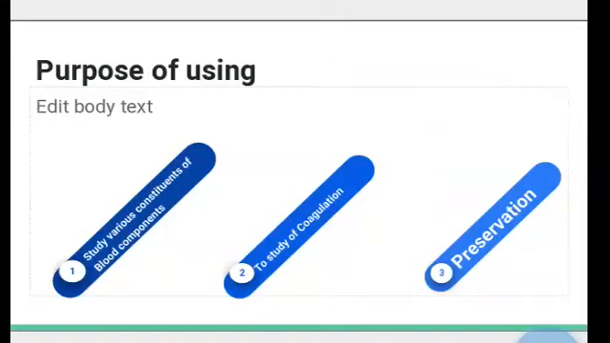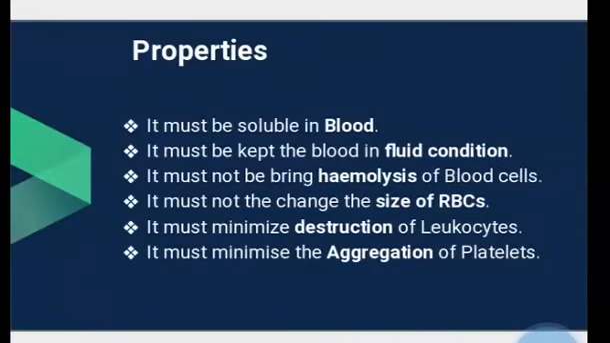Properties of an ideal anticoagulant, that means how an anticoagulant drug should ideally be: it must be soluble in blood, it must keep the blood in a fluid condition, it must not bring about hemolysis of blood cells, it must not change the size of RBCs, it must minimize the destruction of leukocytes, it must minimize the aggregation of platelets, because aggregation of platelets initiates the clotting mechanism, or forms a plug which creates disturbances in the blood flow.